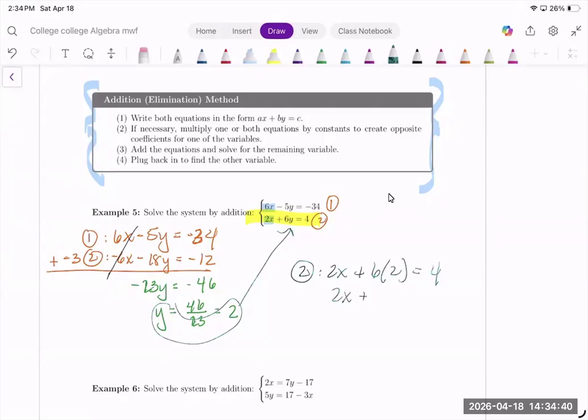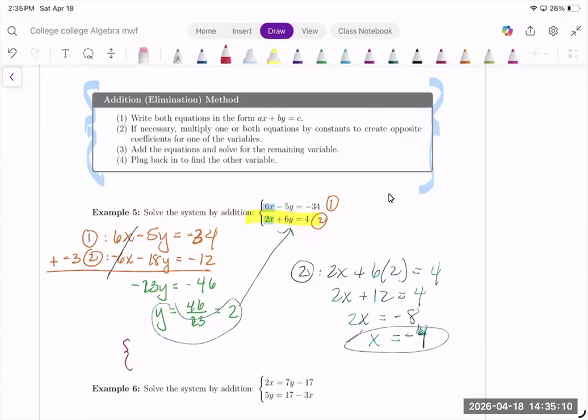So 2x plus 12 equals 4. So 2x equals what? Subtract 12 over, that's -8. Divide by 2, x equals -4. Because this is 2x equals -8, but remember a different way to phrase it is 2 times x. What undoes times? Division. And then yay.